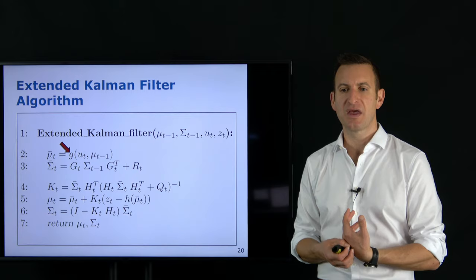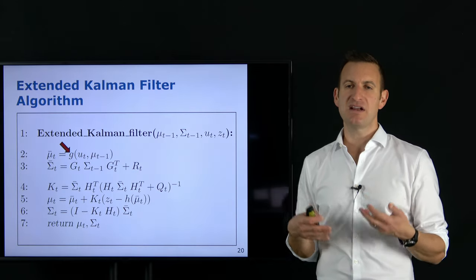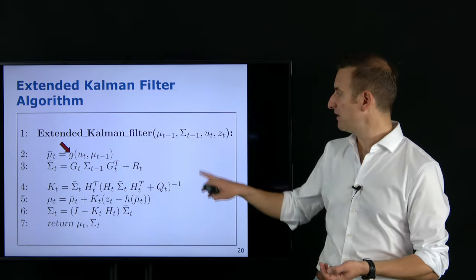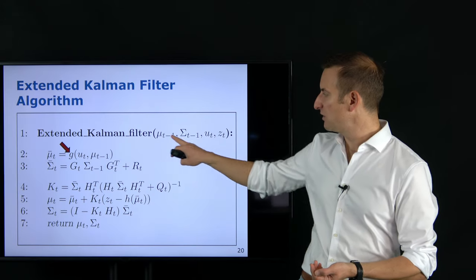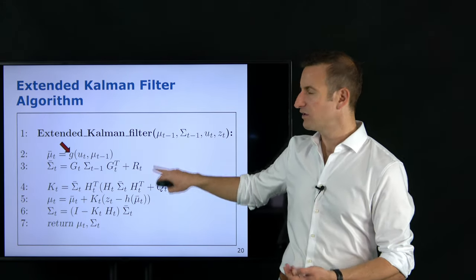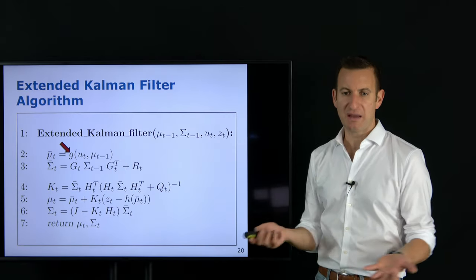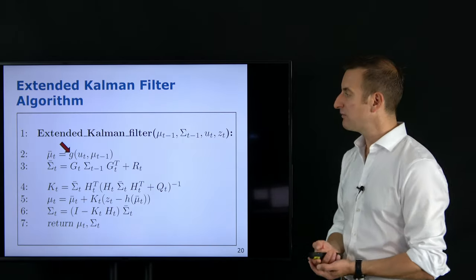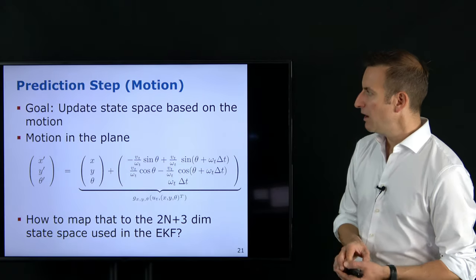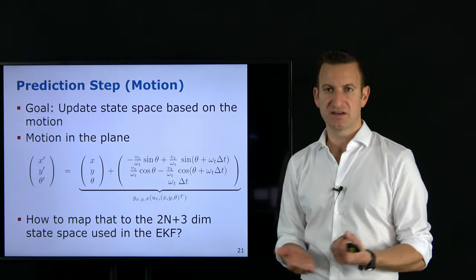The function G is my prediction step, integrating the motion of my platform, basically taking this u_t in order to advance those two quantities into the predicted belief. That's exactly what is going to happen. So we need to specify how a platform moves through the environment. How does a platform move through the environment? It can be easily done.